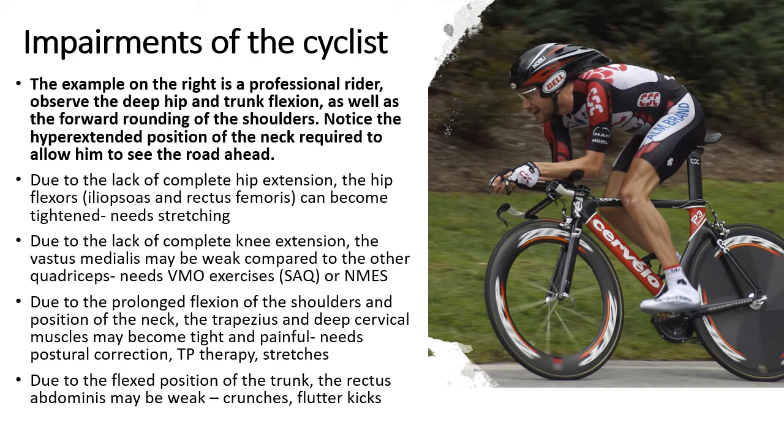They would need stretching. Due to the lack of complete knee extension, the vastus medialis may be weak compared to the other quadriceps. They need VMO exercises like short arc quads, for example, or neuromuscular electric stim. Due to the prolonged flexion of the shoulders and position of the neck, the trapezius and deep cervical muscles may become tight and painful. They need postural correction, trigger point therapy, stretches, etc.